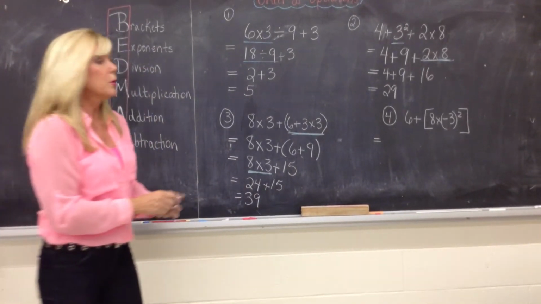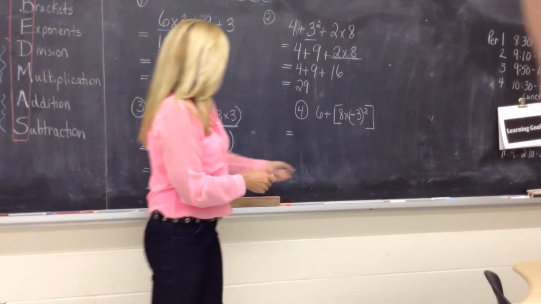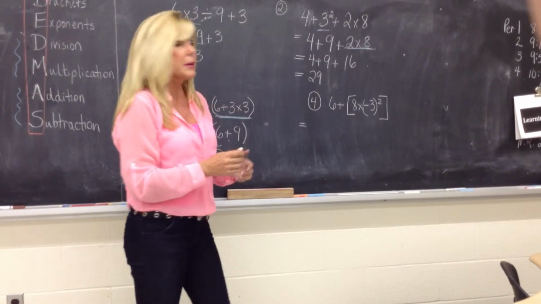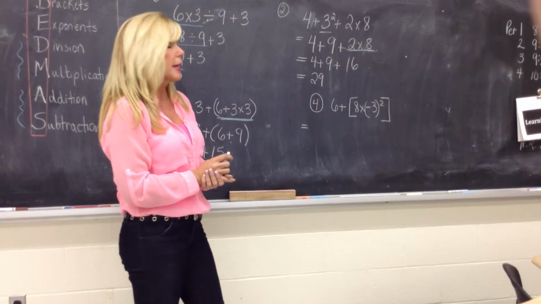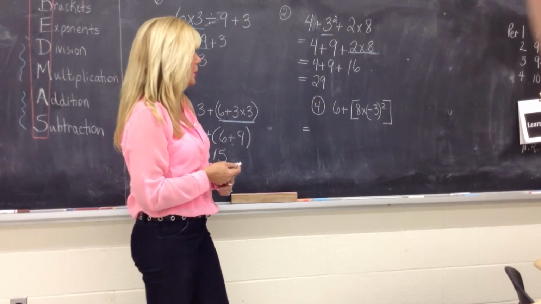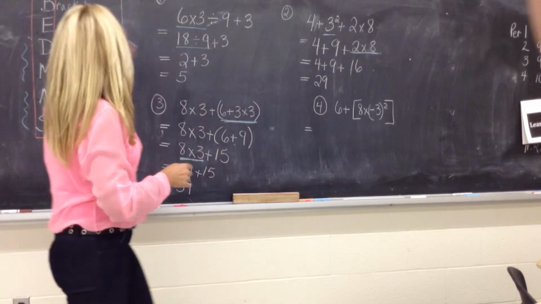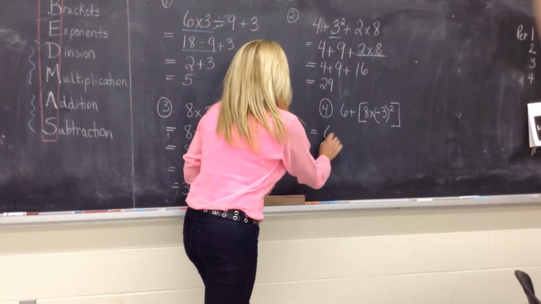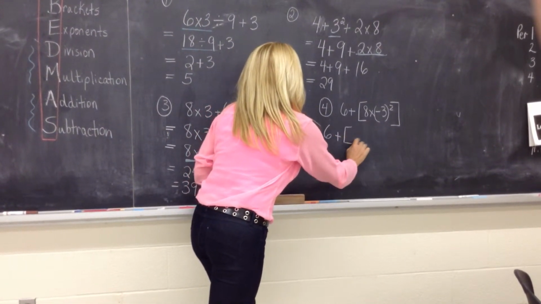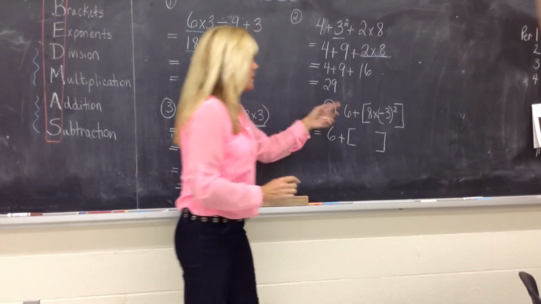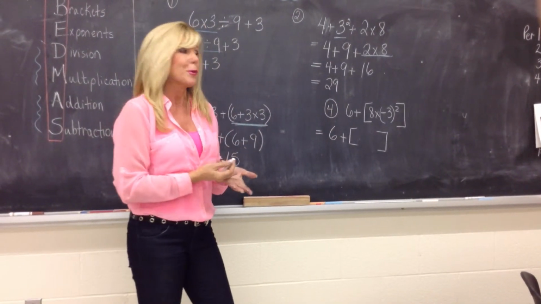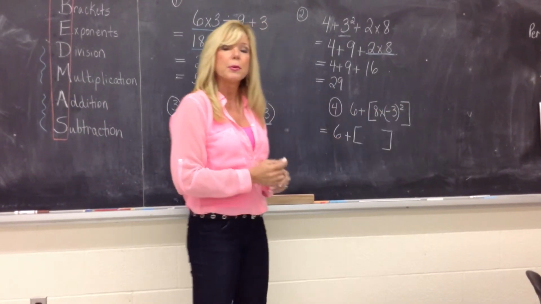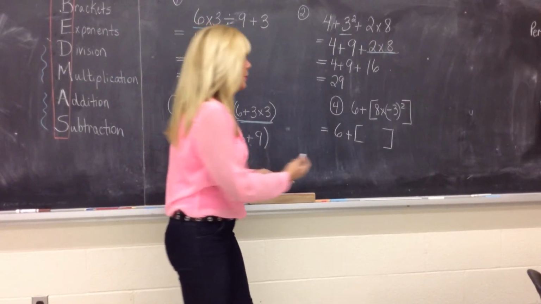Okay, we'll do one more example. On this final example, the question is 6 plus, and then in big brackets, 8 times negative 3 to the power of 2. So I look at my BEDMAS, I'm going to do the brackets first. So I'm going to rewrite my brackets, and inside my brackets, I have to figure out what I'm going to do first. I have a multiplication, but I also have an exponent, so I need to do the exponent first.